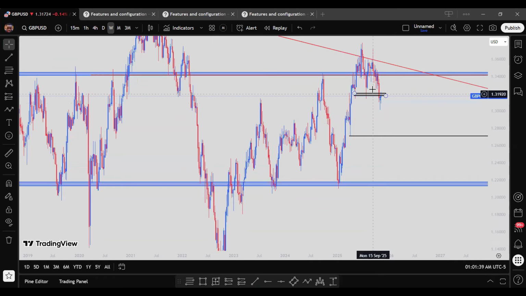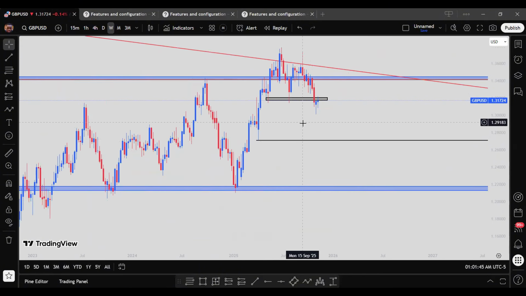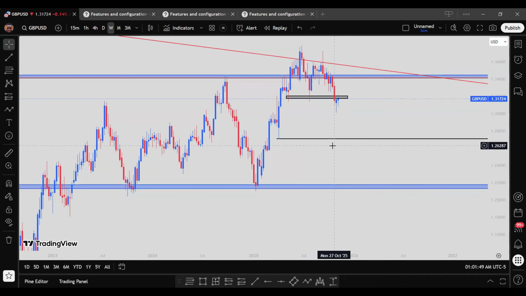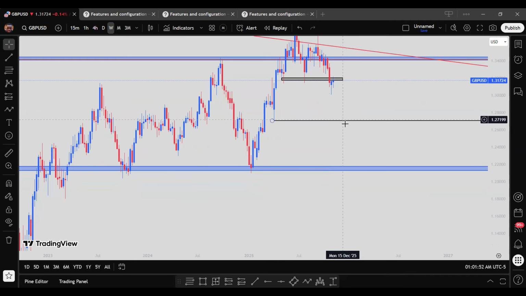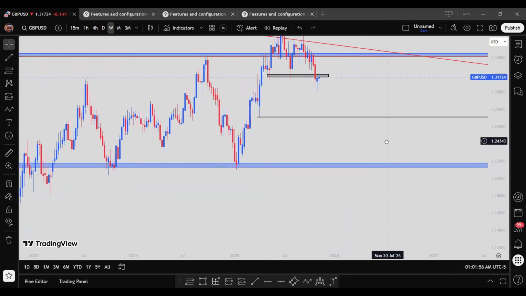If you are in a position maybe from here or from here, just take partial profits, lock in some profits, and move stop loss to break even. That's just how to trade JPUSD, because price is definitely going to be reacting at this zone before dropping back to the downside here. So that's just how I'm looking to trade JPUSD.